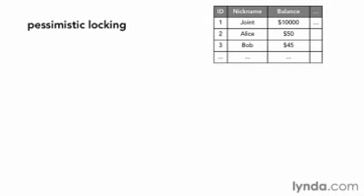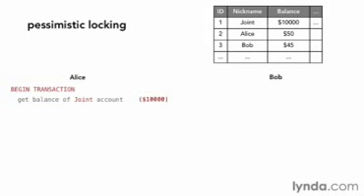Now, one way of doing this is what's referred to as pessimistic locking, where we are pessimistic that transactions will conflict with each other. So as soon as a transaction starts, we're going to lock the data that it's referring to and only unlock it once the transaction commits. So here's how this would work. Going back to the beginning situation, we're creating transactions for both Alice and Bob. So Alice's transaction starts. She reads the balance of the joint account and she will lock that information.